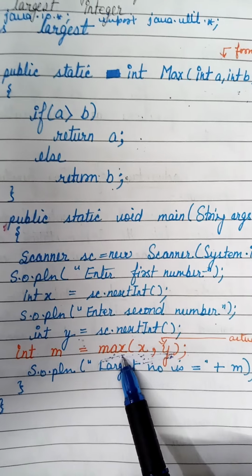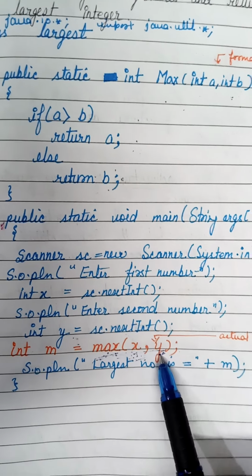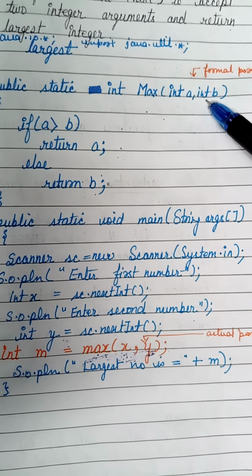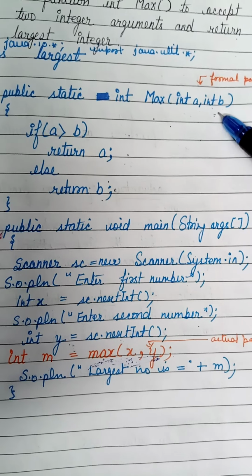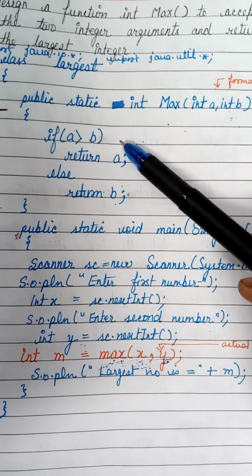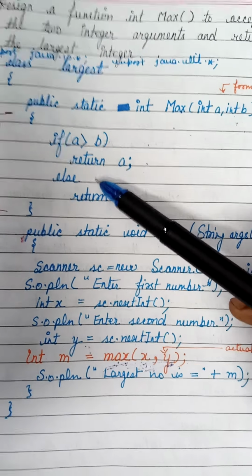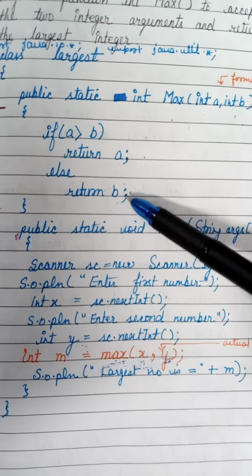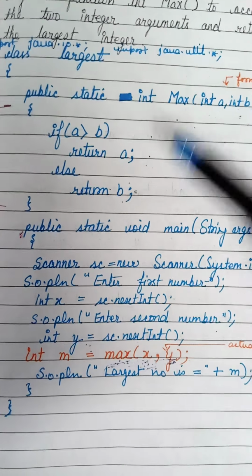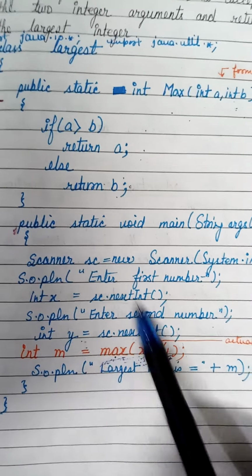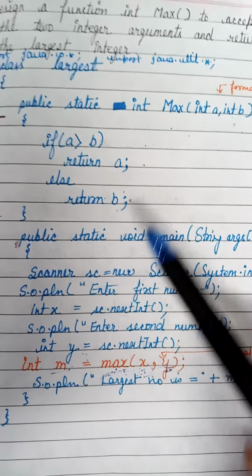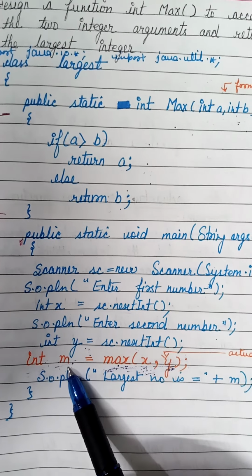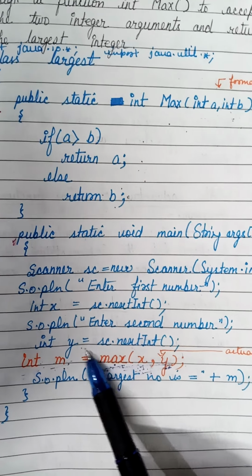We are calling max, giving two values to max, x and y. Max will get the values within a and b, x within a, y within b. Then this function will compare both the values. If a is greater, then return a, otherwise this function will return the value of b. Whatever this function returns, we are assigning the result to m. Integer will be returned, so we are storing the result within integer type variable m, with the help of the assignment operator equal to.